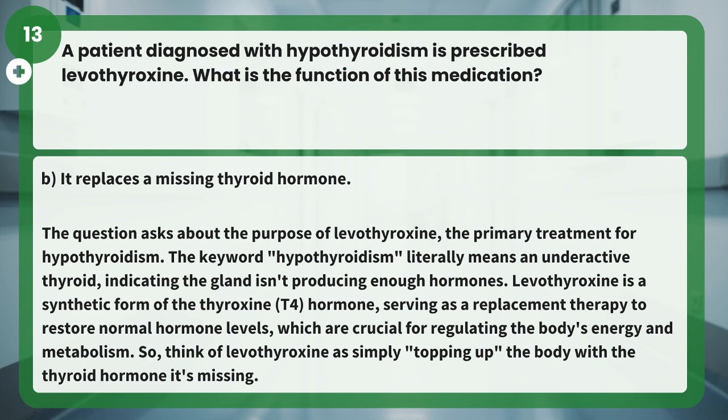Levothyroxine is a synthetic form of the thyroxine, T4, hormone, serving as a replacement therapy to restore normal hormone levels, which are crucial for regulating the body's energy and metabolism. So, think of levothyroxine as simply topping up the body with the thyroid hormone it's missing.